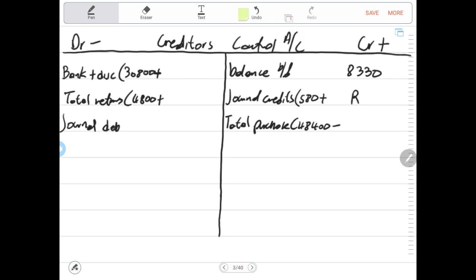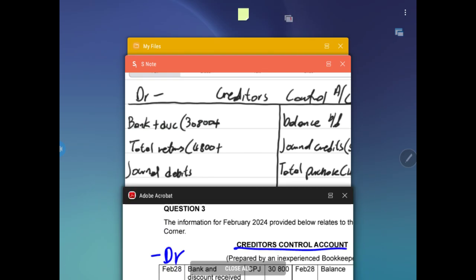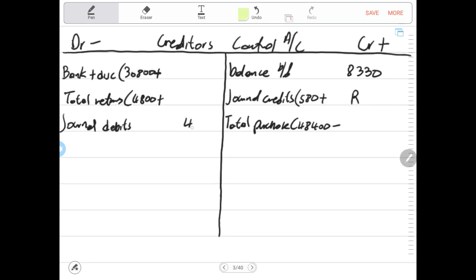General debits, and our general debits, we have seen that it is an amount of 450. We have an amount of 450 rands. There could be another one that we might need to record, but this is the only one that we have so far. Then now we go to the next entry. We look at the next entry, then we record accordingly.